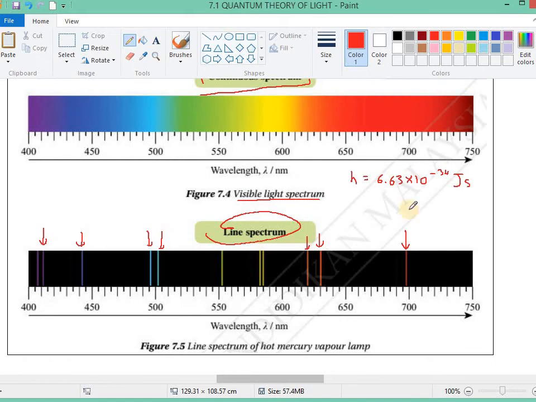But when you detect electromagnetic radiation that comes from specific elements, from a specific atom, then you can get a line spectrum. Line spectrum, because the atom does not emit radiation at every single frequency. Only specific frequencies are emitted by the subatomic particles inside the atom.